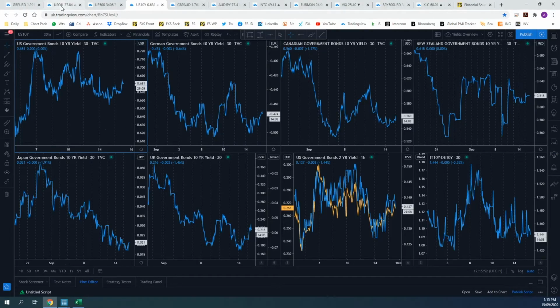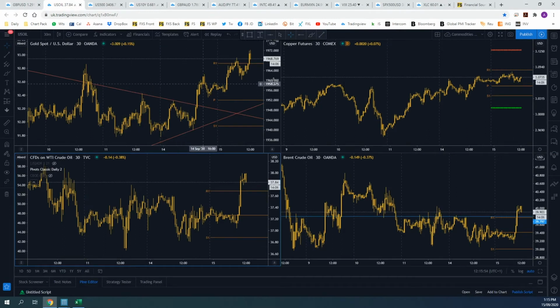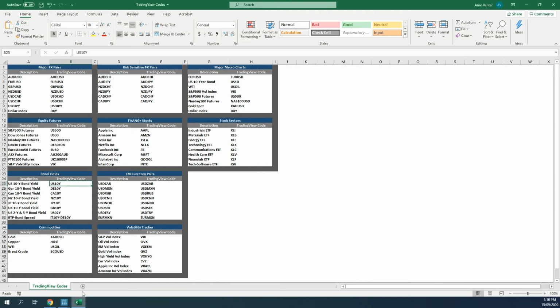Turning to commodities, very simple there. Looking at gold, copper, and WTI and Brent crude. You can add other metals in there like silver and platinum if you want, but I find these 4 are good enough. Next one there is the risk-sensitive FX pairs.